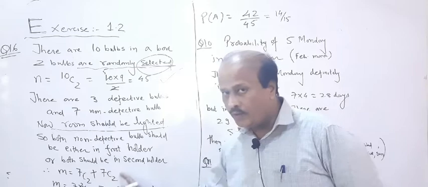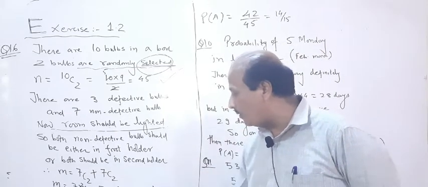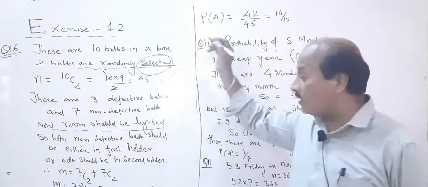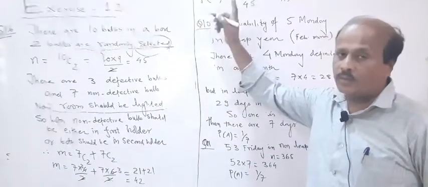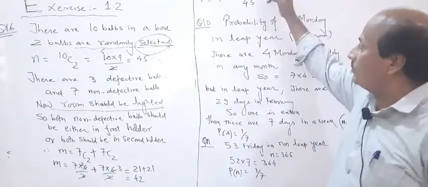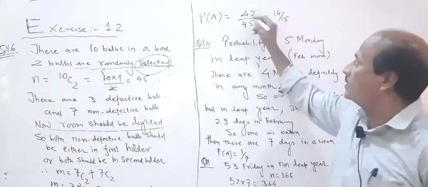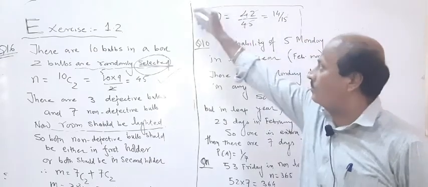In any holder you can put 2 bulbs. So total number of events will be 21 plus 21, that is 42. So the probability of the event which we are finding, suppose that is A, is equal to m by n, that is 42 by 45. If you cancel it, it will come 14 by 15. This is the answer of this question.